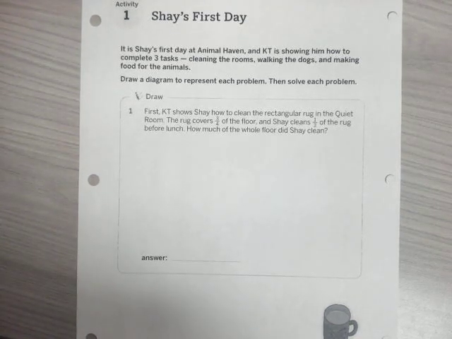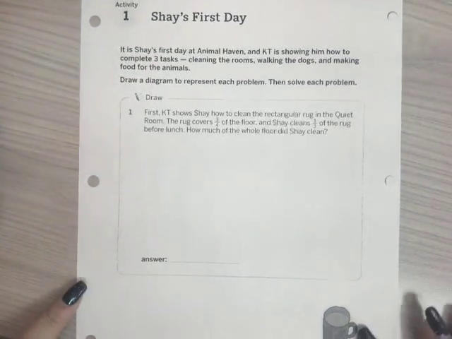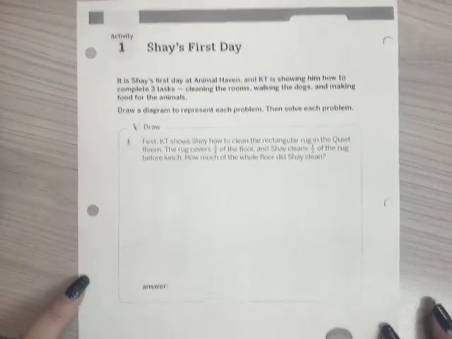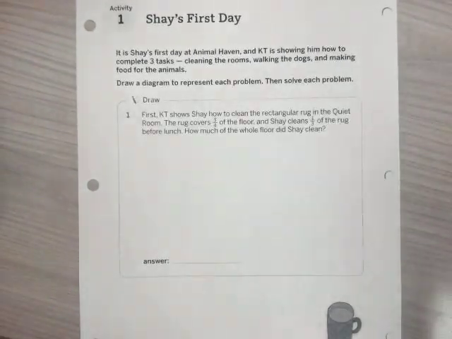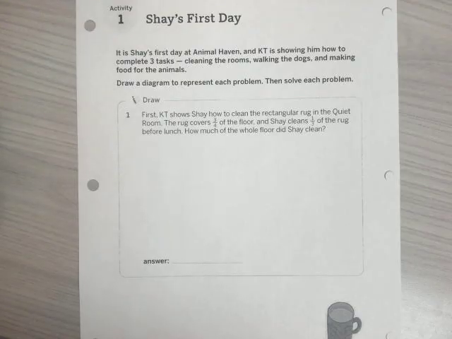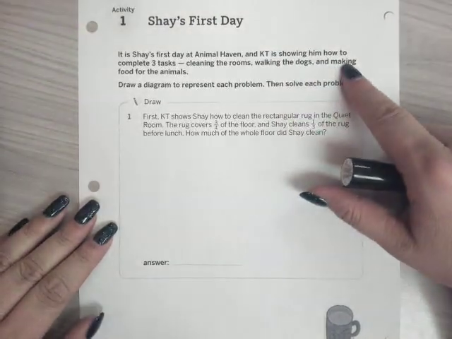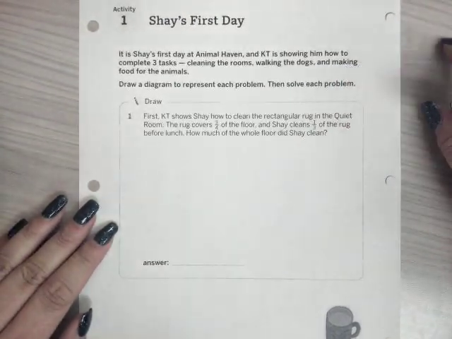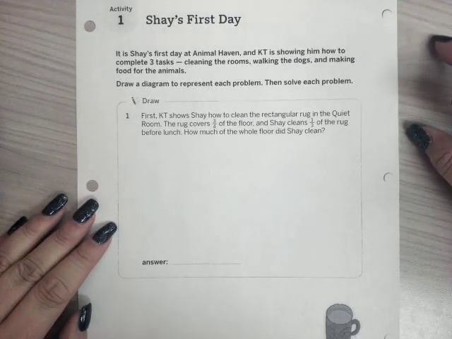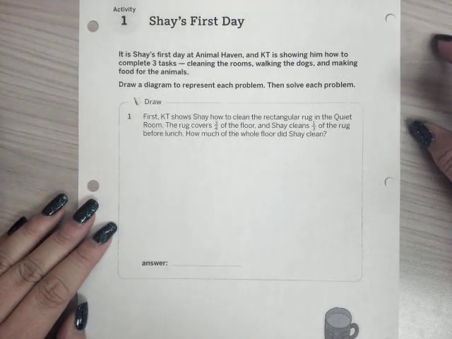Alright, so on this problem here, this was the activity's first problem. I'll do the first one and then see if they can work through question number 2 and 3. They don't have to worry about question 4 on this. It says that it's Shay's first day at Animal Haven, and Katie is showing him how to complete 3 tasks: cleaning the room, walking the dogs, and making food for the animals. Draw a diagram to represent each problem, then solve each problem.